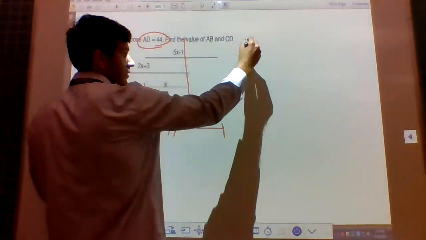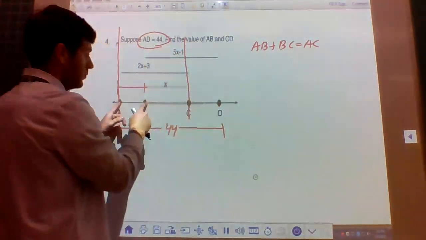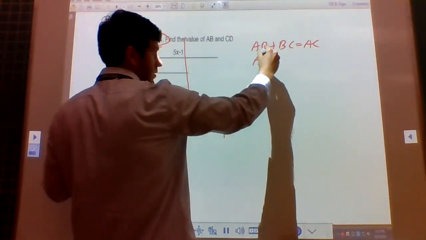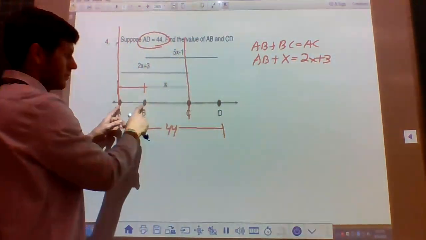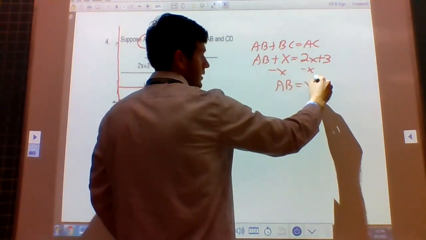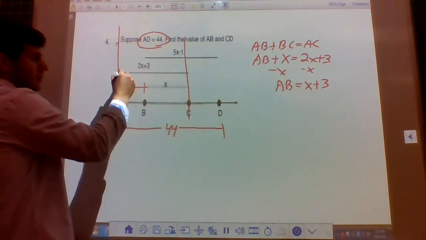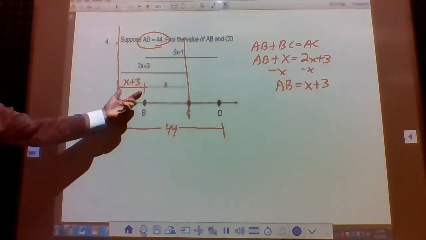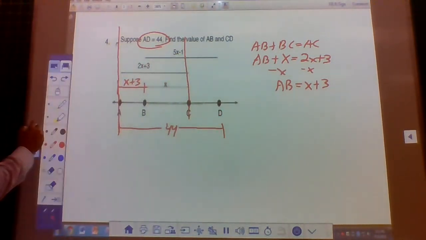So AB plus BC equals AC. AB plus BC equals AC. B is between A and C. So we don't know AB. We know BC is X, and we know AC is 2X plus 3. And we can subtract X from both sides. So AB is going to be X plus 3. Okay. 2X plus 3 minus X gives us X plus 3. We can do X plus 3 plus 5X minus 1 equals 44, or we can find CD first. Let's just find CD first.